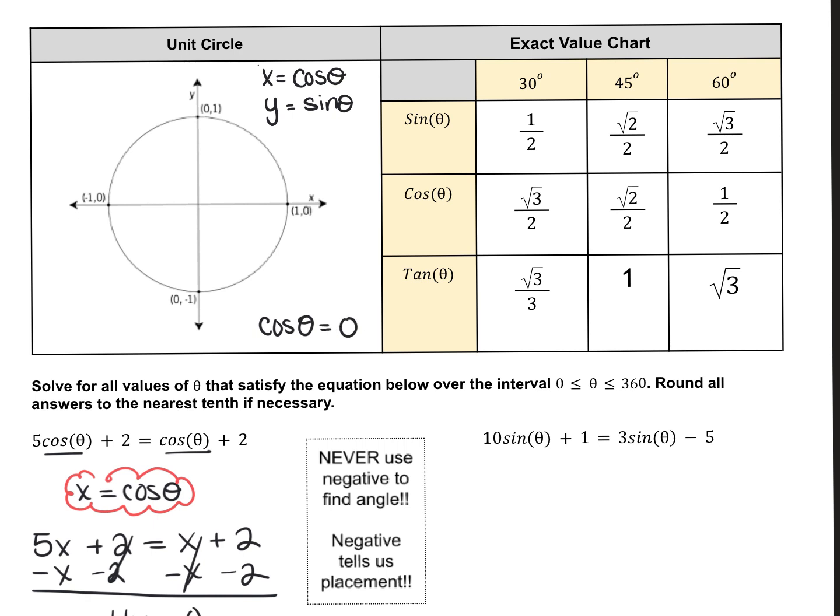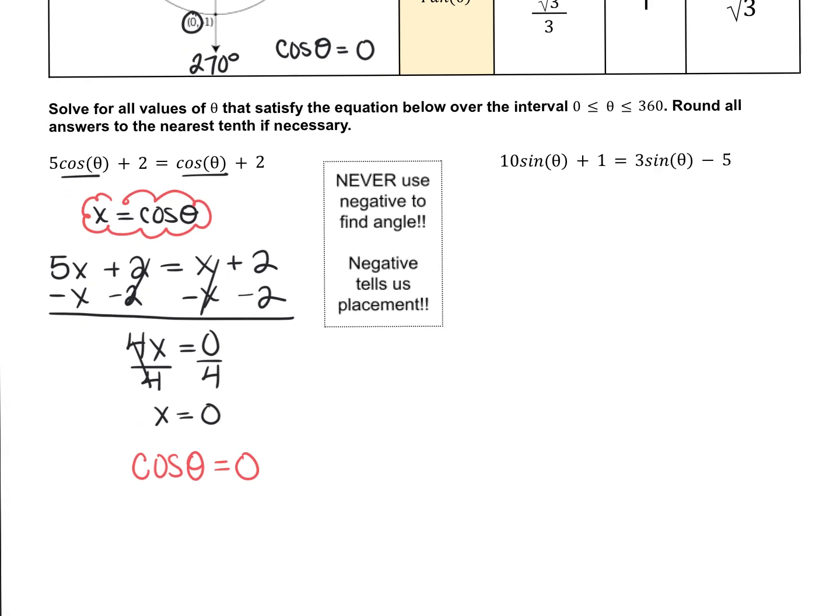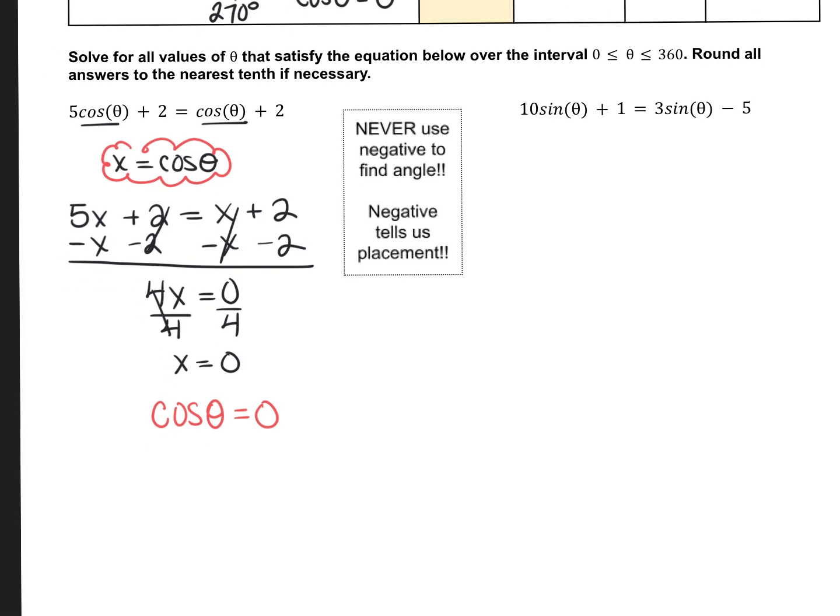So we're looking for an x value to be 0. So I see that here and here. So this is 90 degrees and 270 degrees. So my final answer here for theta, there are two values. Theta is either equal to 90 or theta is either equal to 270.